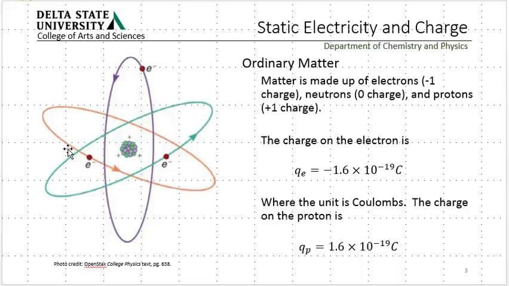The charge on the electron is minus 1.6 times 10 to the minus 19th coulombs, and the charge on the proton is plus 1.6 times 10 to the minus 19th coulombs. The coulomb is named after Coulomb, who did a lot of the fundamental work on electric charge.